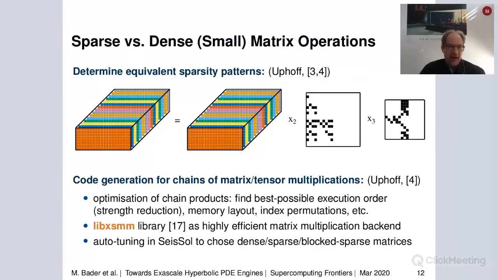One of the features in this chain compilation of kernels is that you do several steps of optimization of this chain product. For example, you find the best possible execution order, so-called strength reduction, and the best possible memory layout, whether you should have row major or column major for the intermediate results. Also, the code generator will find index permutations that speed up performance.